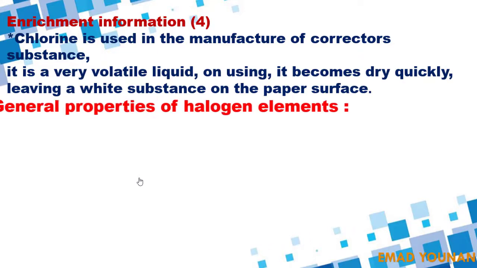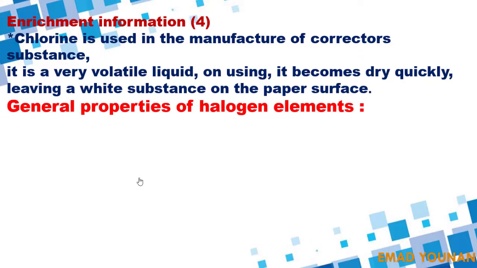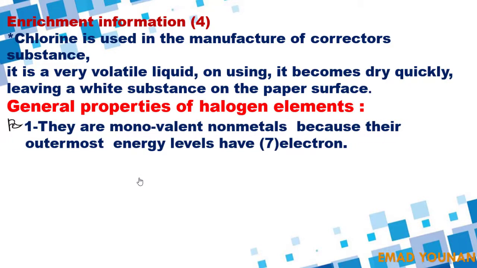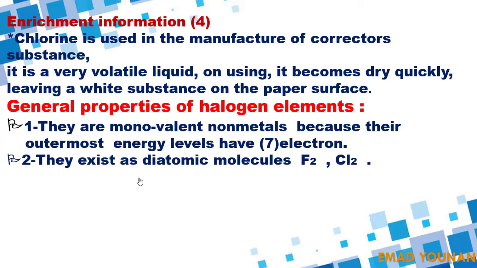General properties of halogens. Number 1, they are monovalent non-metals because their outermost energy level has 7 electrons. That means it ends with 7. If you write the electronic configuration for fluorine or chlorine, fluorine 2, 7, chlorine 2, 8, 7, so the outermost energy level has 7. These elements tend to gain 1 electron and change into a negative ion. They exist as diatomic molecules, meaning F2, Cl2. These elements are very active, so they don't exist in the elementary state but must exist as molecules.